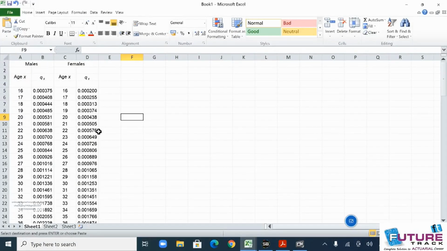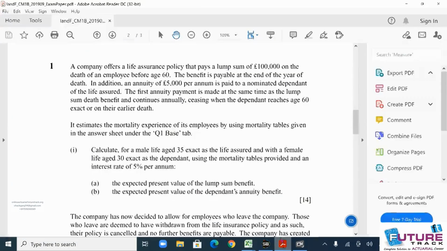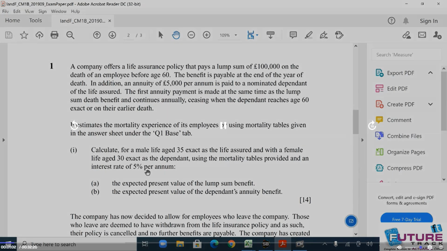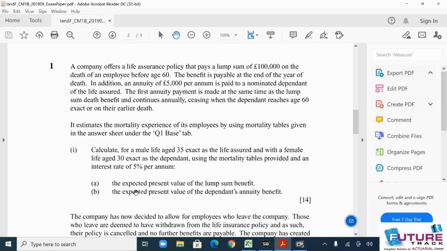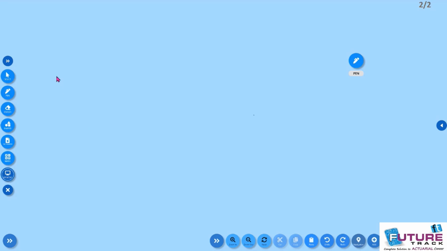Class, this is the male and female table given to us. Calculate for a life: male is 35 exact as the life assured, with the female life age 30 exact as the dependent, using the mortality table provided and an interest rate of 5%. Now, the expected present value of the lump sum benefit. So class, first is the lump sum benefit of 1 lakh. So that means it is a term assurance.